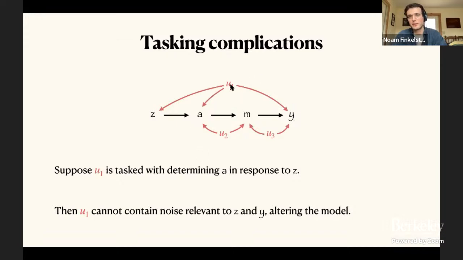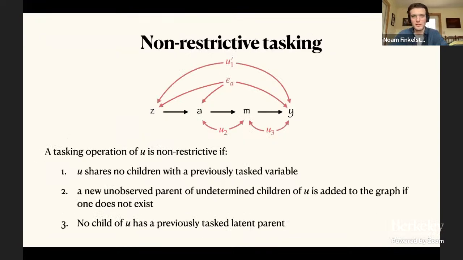And that alters the model. So if all U1 has to worry about is determining A in response to its parents, then we're going to lose shared information between Z and Y, because there's no other avenue for shared information between Z and Y that's not relevant to A. And so to task in a way that's non-restrictive, we have to add a few caveats. You can only do this kind of tasking if, one, U shares no children with the previously tasked variable, and two, the case that we just discussed, a new unobserved parent of an undetermined child of U is added to the graph if one does not exist.